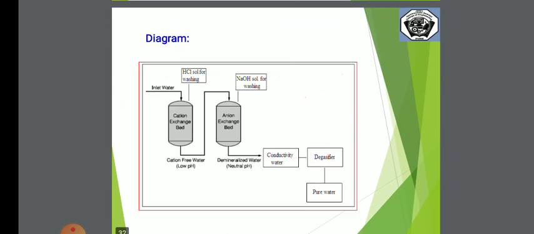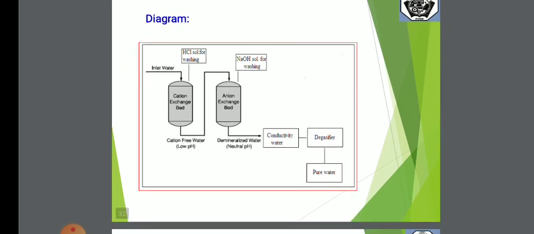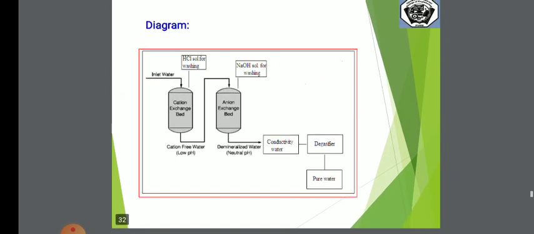Coming to the diagram, this is a diagram for this process. Which are the construction and working points? This ion exchange plant consists of three steel tanks, and all three steel tanks are interconnected by pipes. Tank 1 contains the cation exchanger bed, the second tank contains the anion exchanger bed or resin, and the third tank is a degasifier.